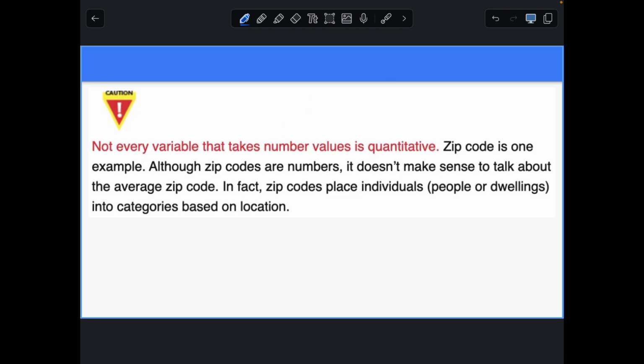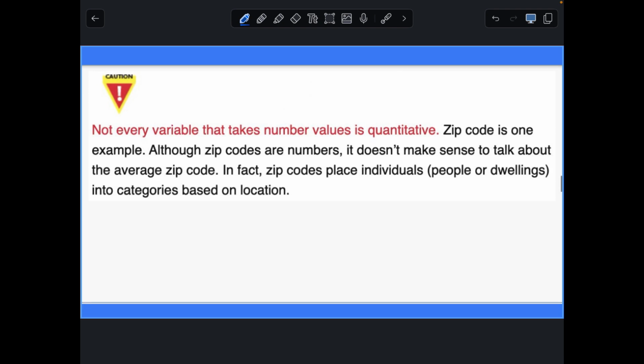Okay, other examples would be like room numbers here on campus, right? I'm in room 119. That's just a place, right? You're never gonna take the average number of the room numbers, okay? So to make sure that it's quantitative, it's more about thinking about if it makes sense to average it or not.